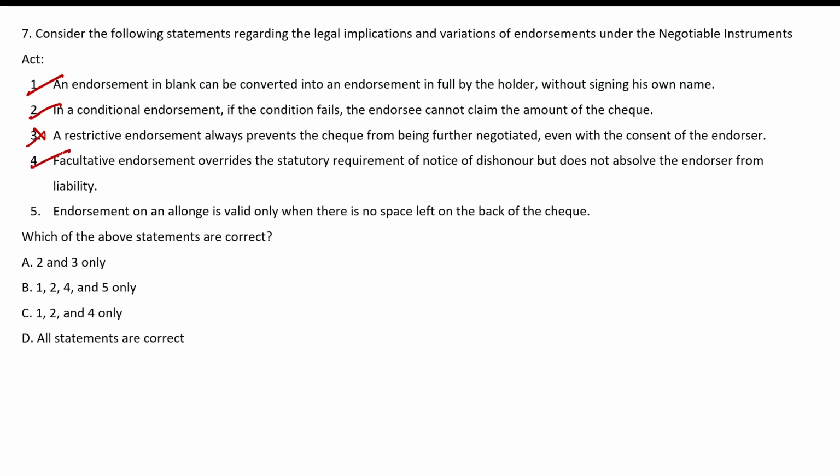Endorsement on an allowance is valid only when there is no space left on the back of the check. No, this statement is not correct. Endorsement on allowance is valid regardless of the availability of space. So 1, 2 and 4 are correct, making option C the correct answer for this question.